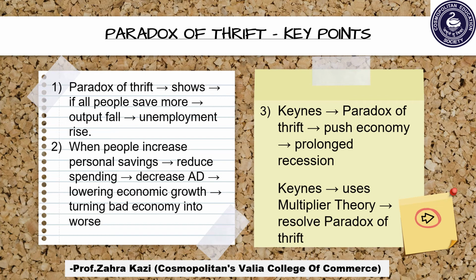The third important point is that Keynes has said that this concept of paradox of thrift is pushing the economy into a prolonged recession if the savings increase more. Therefore, Keynes, with his multiplier theory, tries to solve this problem of paradox of thrift.